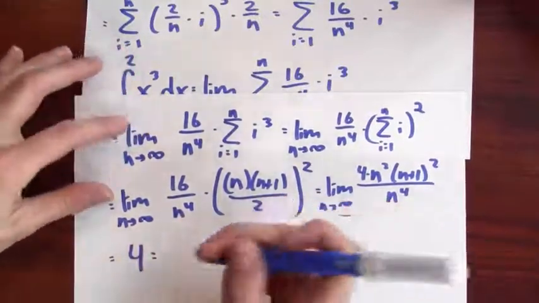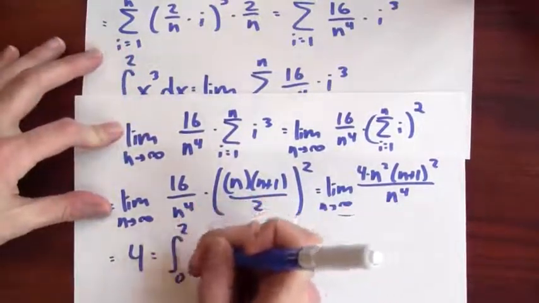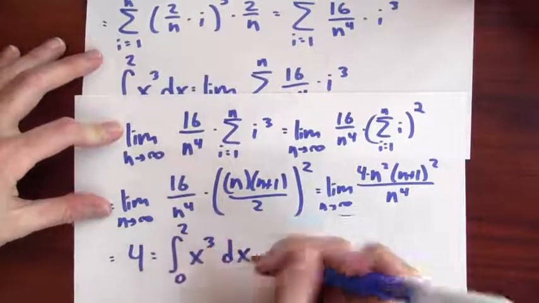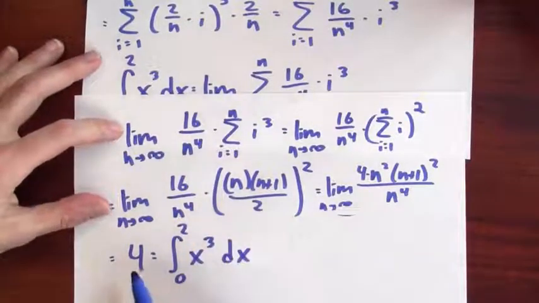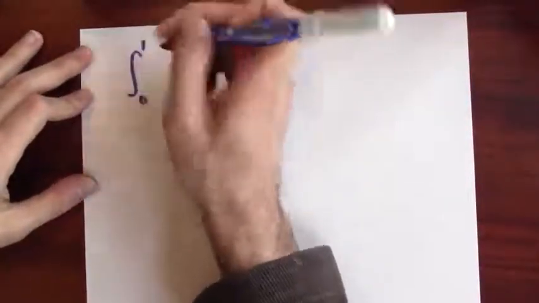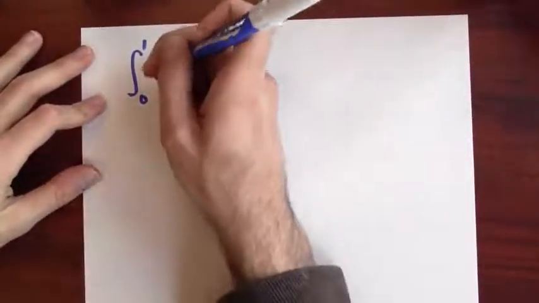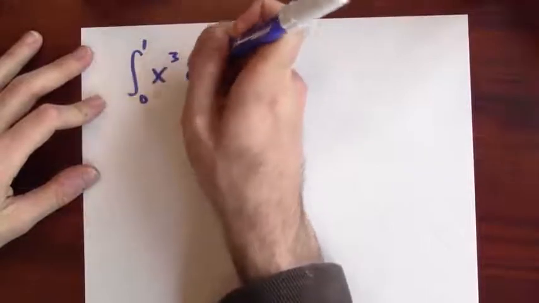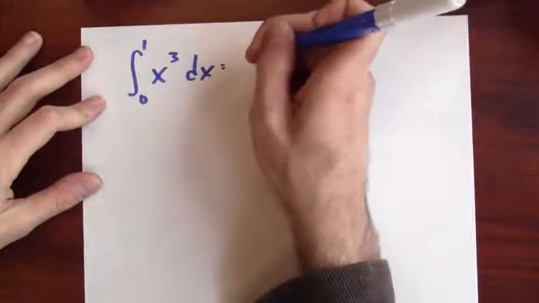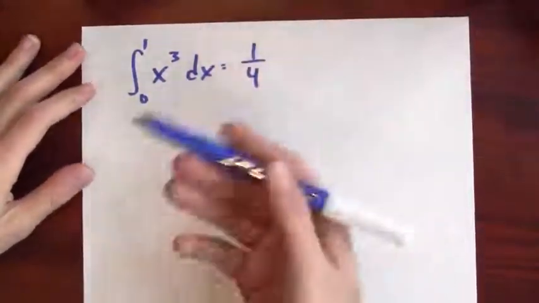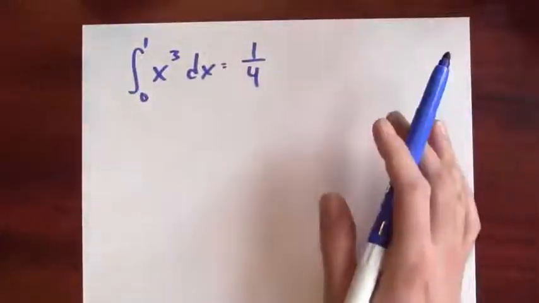And that is in fact the integral from 0 to 2 of x cubed dx. That integral is therefore equal to 4. Now what if I wanted to do this integral over some other interval? Well, I could repeat the same kind of calculation to deduce that the integral from 0 to 1 of x cubed dx is equal to 1/4, right? But that would be another whole calculation that I'd have to work out.